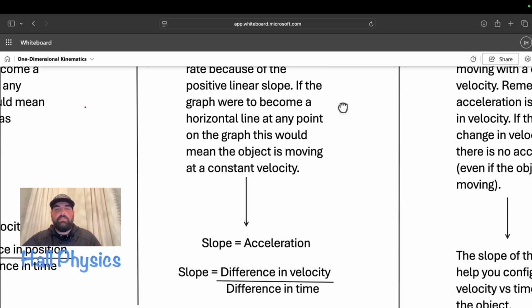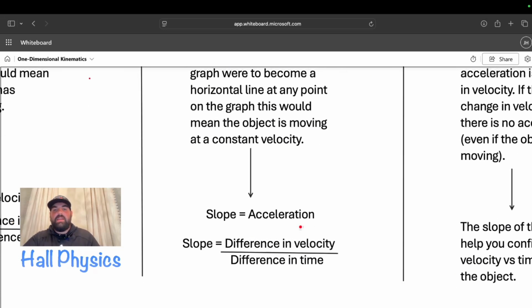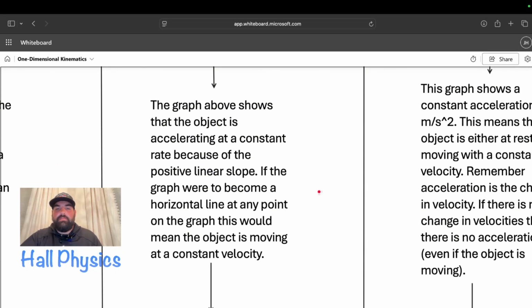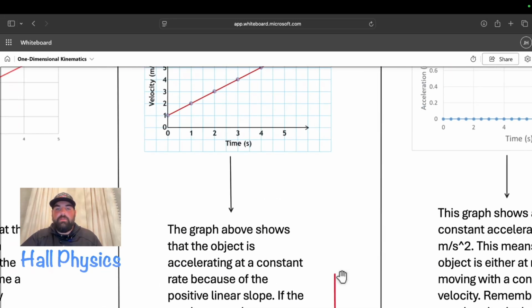Now, if I want to calculate my acceleration here, slope equals acceleration. If I want to rewrite that, I can say slope equals the difference in velocity over the difference in time. Let's look at that as an example using our graph.